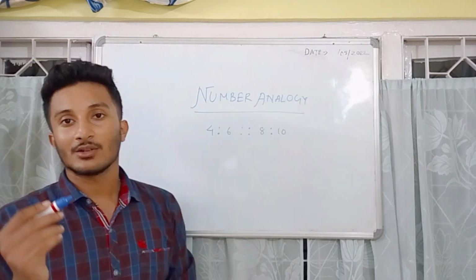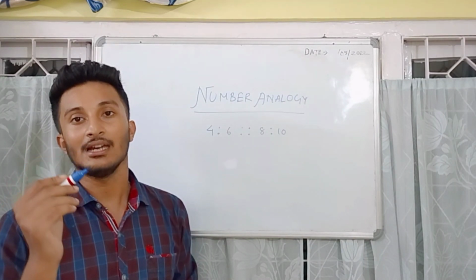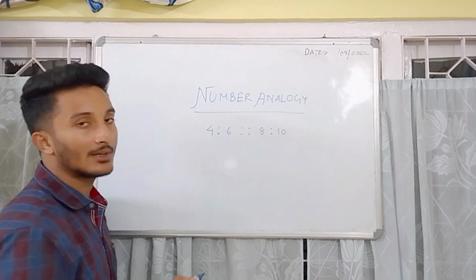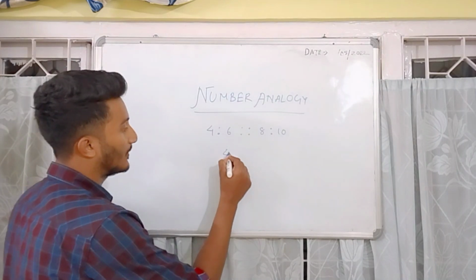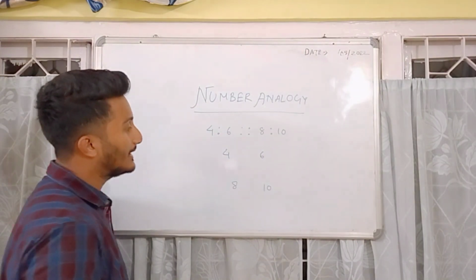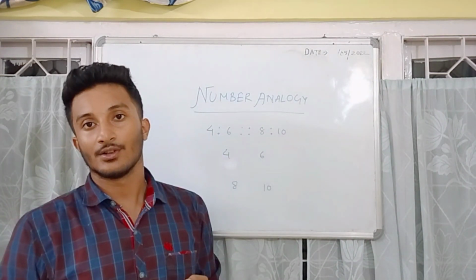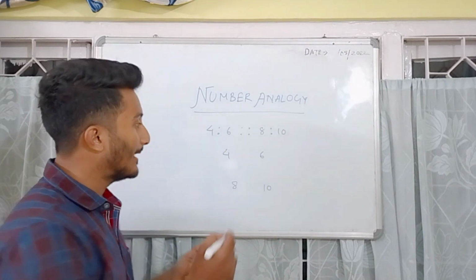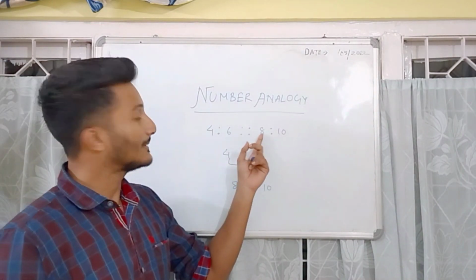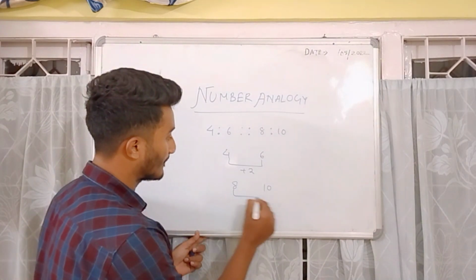In order to check whether it is in analogy or not, first of all we have to see the relation of the first two numbers. Here we can see that there are four numbers. The first two numbers are 4 and 6, and the second two numbers are 8 and 10. It is clearly evident that from 4 it has become 6. How? By adding 2. Similarly, from 8 it has become 10. How? By adding plus 2.